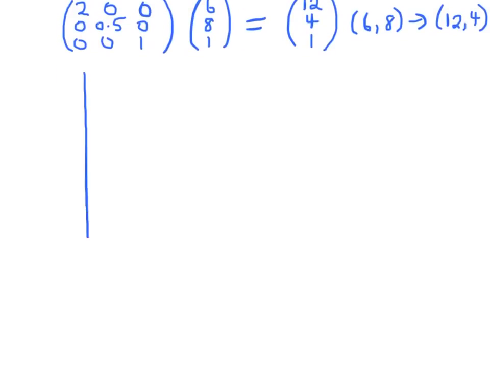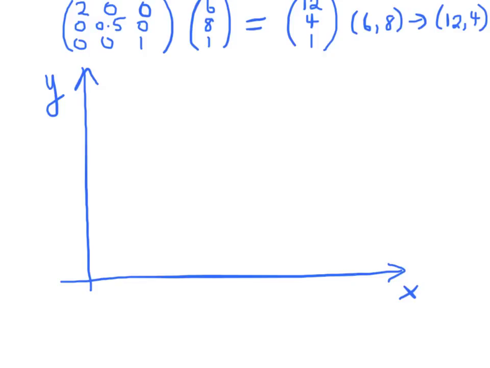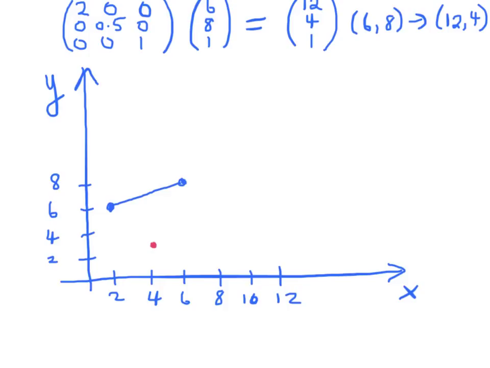So if I draw my scale, I'll draw it this way. Here's my x-axis and here's my y-axis, and my x scale needs to go up to 12, so I'll go 2, 4, 6, 8, 10, 12. My y values need to go to 8, so 2, 4, 6 and 8. My first point is 2, 6, so that's it there. My second point is 6, 8, so 6, 8 is here. So that was my original line. And if I change colours and draw in where I ended up, at 4, 3 is here, and 12, 4 is here. So there's my new line.